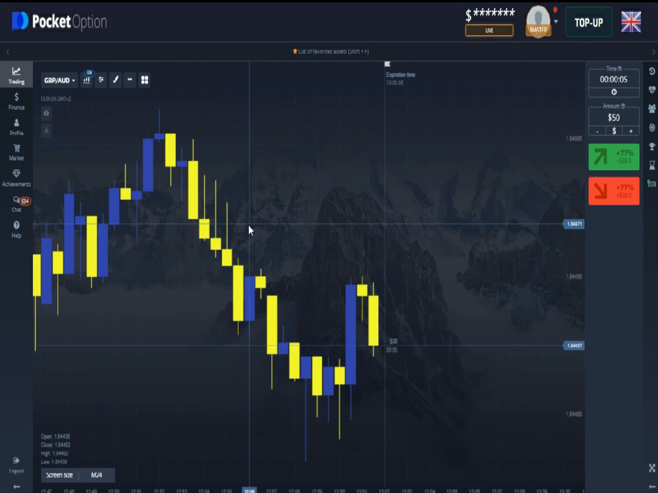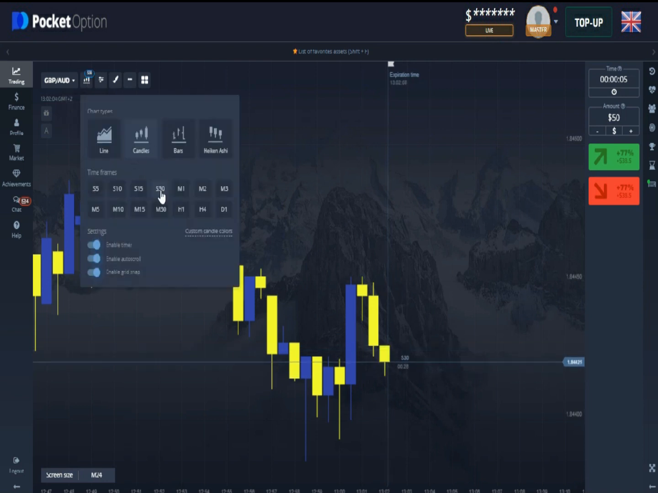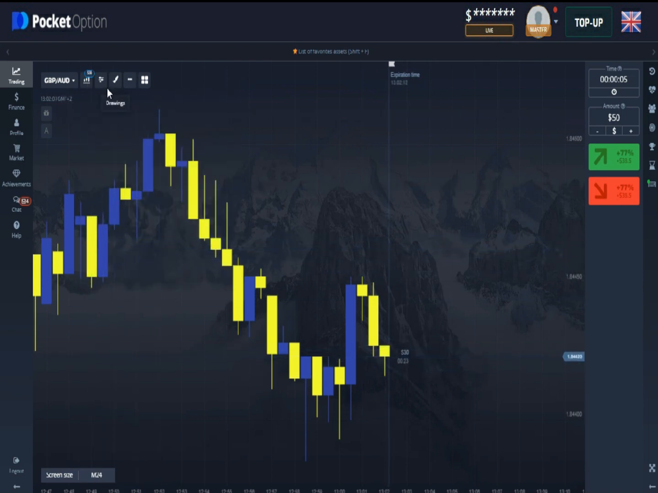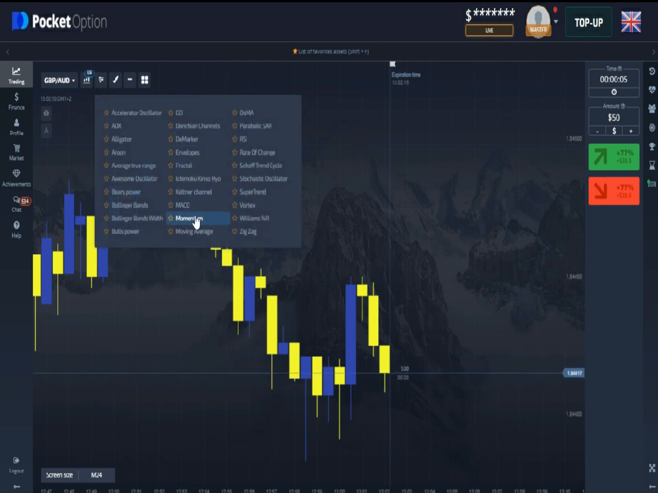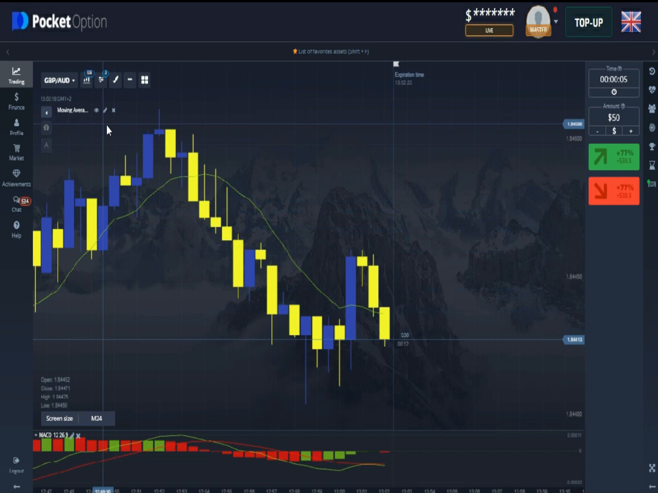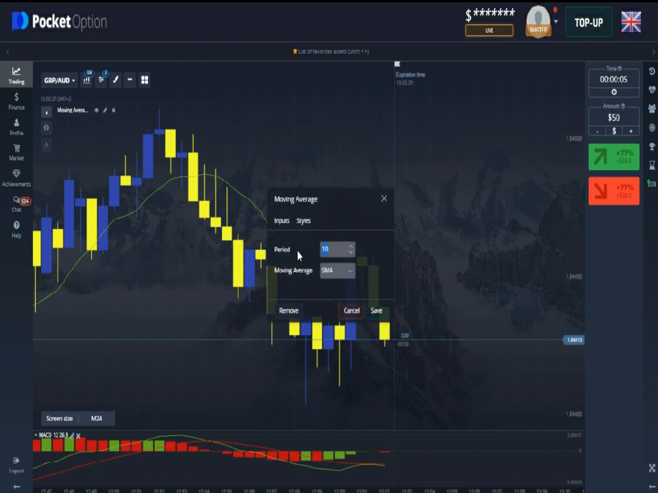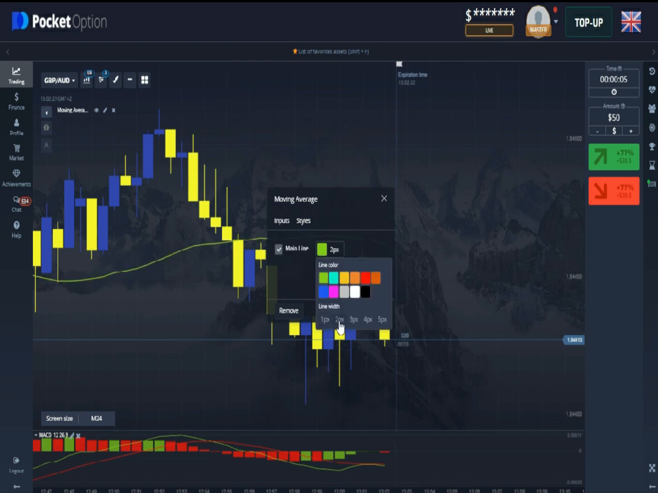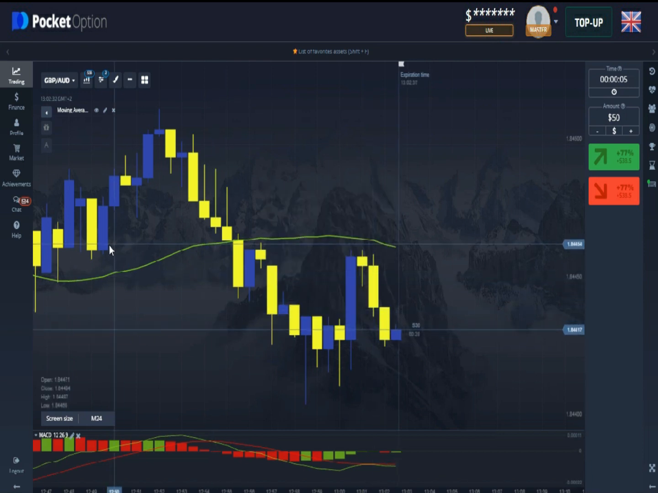Okay guys, I am using the 5-second strategy on a 30-second candlestick chart. I am putting on the indicators, which are a moving average and MACD. For the moving average I am using a 30 SMA, in the default color at 2px, and MACD is on the default settings.